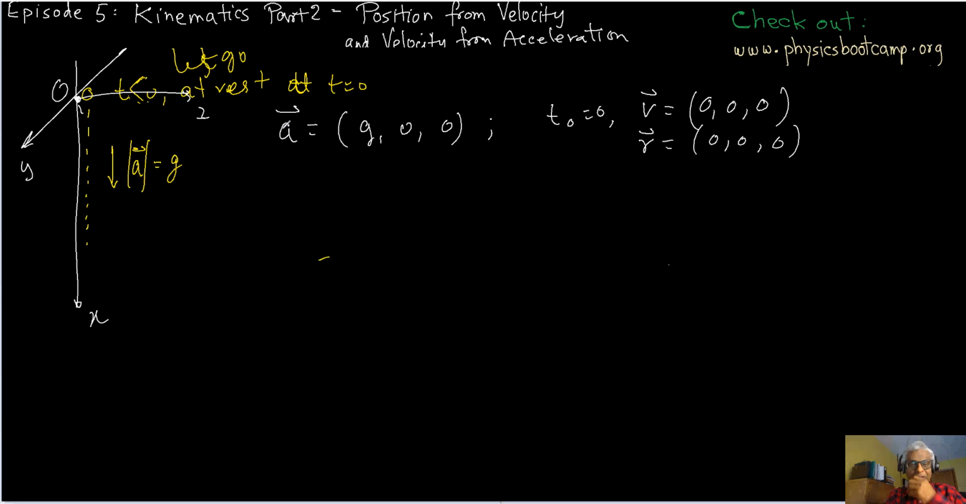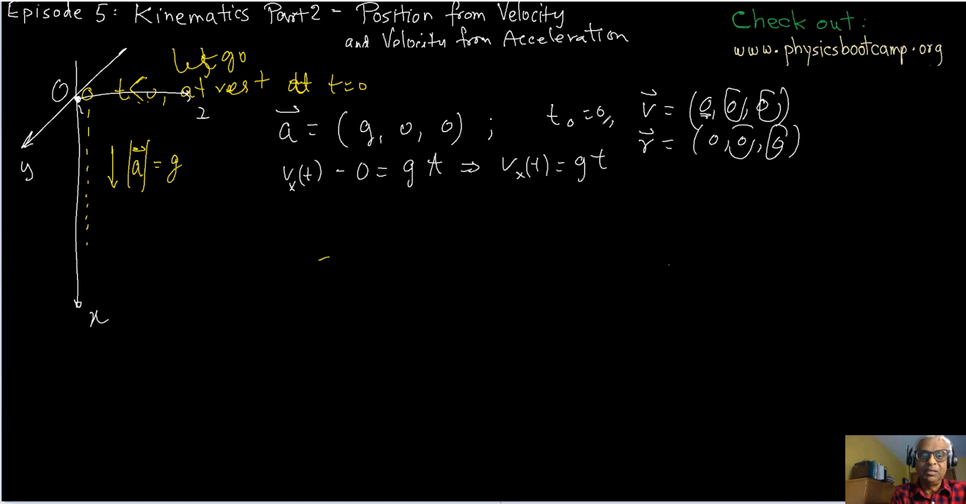So in this way, everything I'm choosing is very simple here. I don't need to really look at these components, they will not change, so I just need to look at vx of t minus 0, which turns out to be g times t. So vx of t is just gt. And x of t minus 0, integrating this, gives me half gt squared.